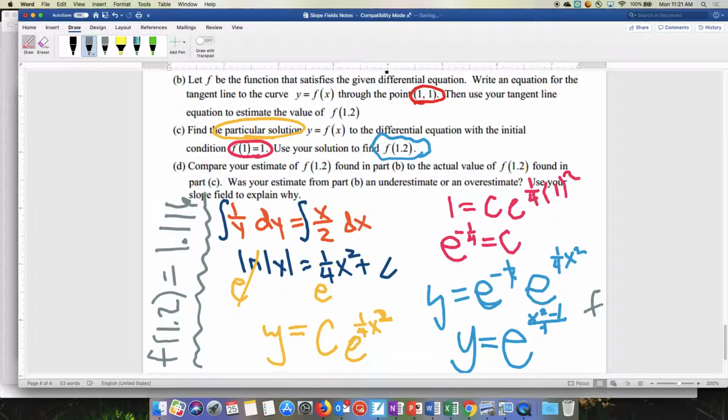Okay, let's talk through that again. Our slope field shows that our curve is concave up at 1, 1. So our tangent line sits under the curve, making our value an underestimate.